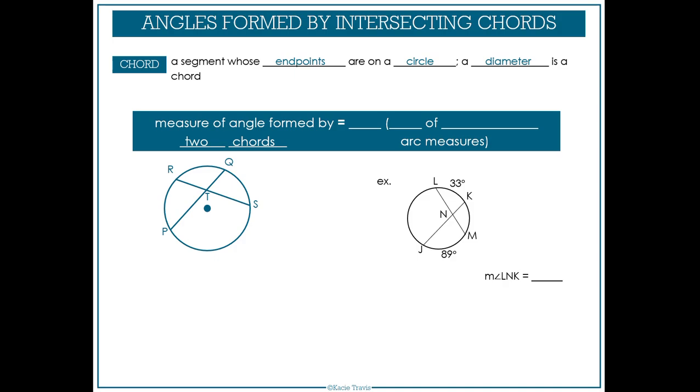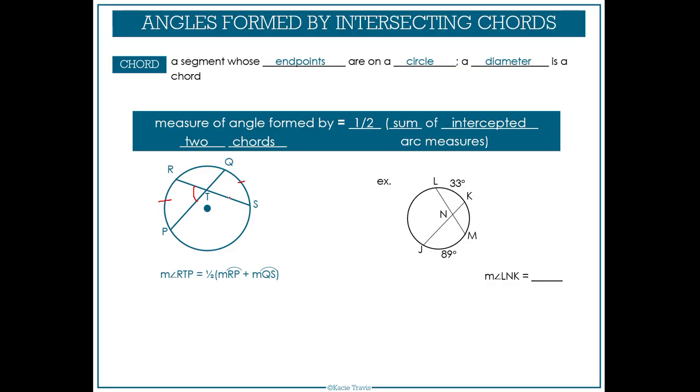Now, this formula says that angles that are formed by two chords are one half the sum of the intercepted arc measures. Specifically, we want to look to the inside of the angle and the back side of the angle. If I was looking for RTP, that's this right over here. To figure out this measure, I would take half of the sum of this intercepted arc and the intercepted arc from the other side of the chord.